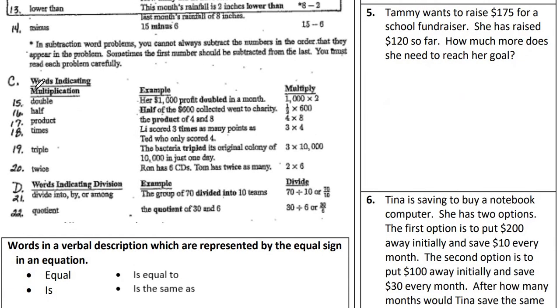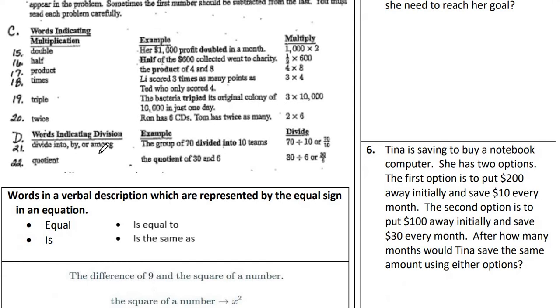Now, look at section C. These words indicate multiplication. Double, which means 2. Half is 1/2. Product means multiplication. Times. Triple is talking about 3, and twice is talking about 2. So here's some examples. Her $1,000 profit doubled in a month. So here you write 1,000 times 2. You can read through these examples right here and it will tell you exactly how to write it.